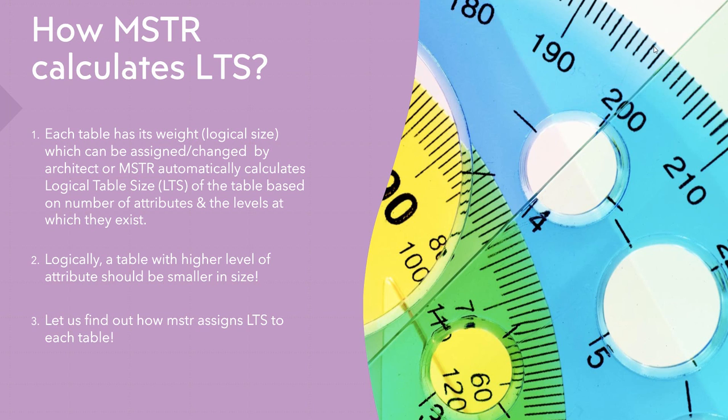Any table which has a higher level of attributes, that means it is up in the hierarchy, is going to be smaller in size. I'm going to prove that very soon. Let's figure out how MicroStrategy assigns the logical table size, but first I would like to tell you two things. If you recall, when we update the schema, MicroStrategy recalculates the logical table sizes. Correct? I'm sure you must have seen the option.